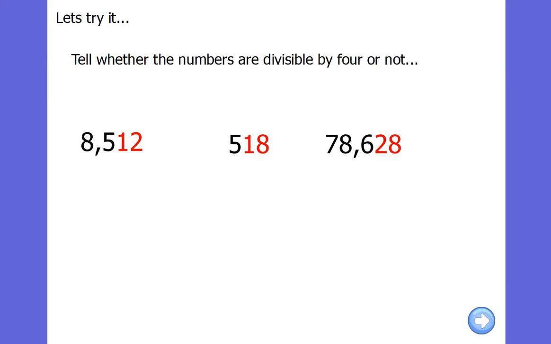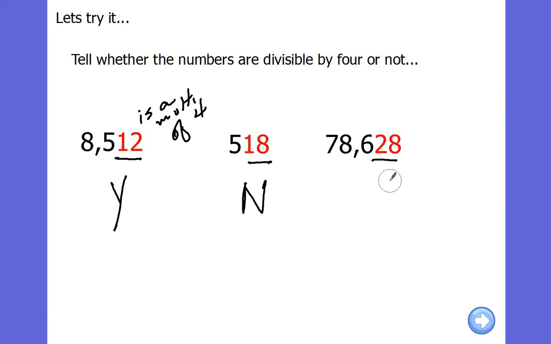So here I'll do these with you. So here the number ends in a 12. Since the number ends in a 12, yes, it is divisible by 4 because 12 is a multiple of 4. 18 is not a multiple of 4, so it is not divisible by 4. 28 is divisible by 4, so it is a multiple of 4, so this whole number is divisible by 4.